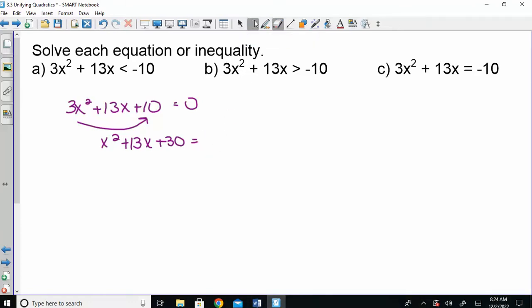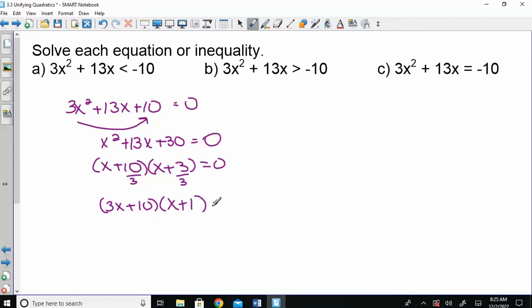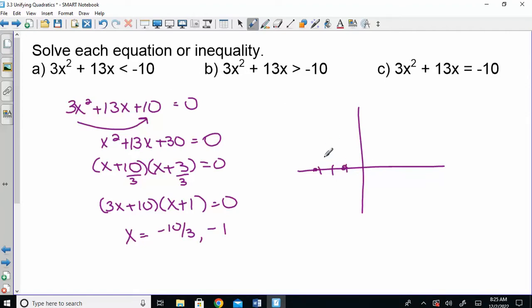What multiplies to 30 and adds to 13? Then we have to remember to divide by 3. So we get -10/3 and -1. So if you draw your graph, it was a positive x squared, so it opened up.